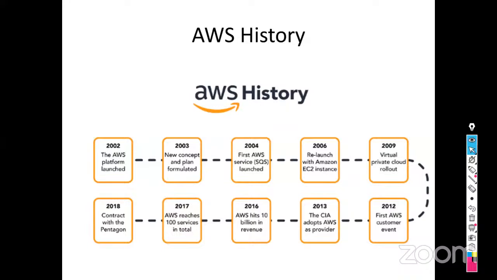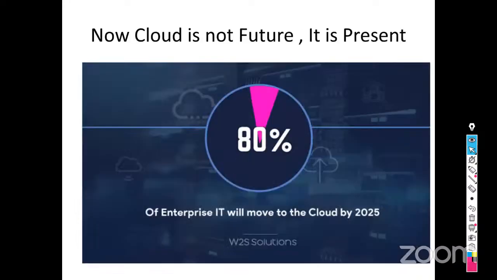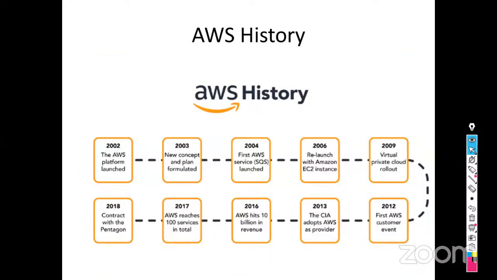So after that, they kept going with VPCs, customer events, CIA, security. As of now, they have hundreds of services which are publicly available for all organizations. As you see, cloud services were launched in 2002, but from a market perspective, in 2012 they started capturing the markets of all the big organizations.